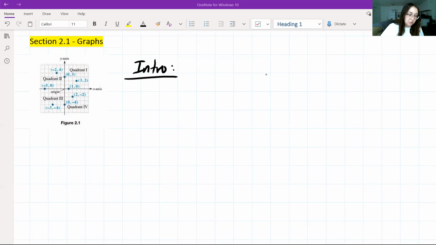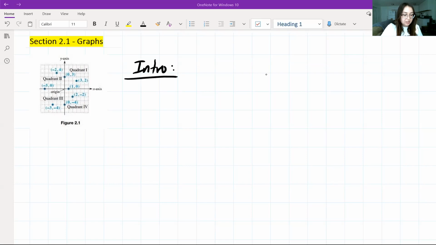So typically when we have graphs, we have this picture here, which is figure 2.1 in your book if you want to go back and look at it at any point. Basically what we're looking at is called a plane. The graph itself would be a line or a squiggly curve or a parabola, which we'll learn about. Those are what the graphs are, but the plane is the actual thing that we're looking at here in figure 2.1. And the planes we're looking at are called Cartesian coordinate systems.